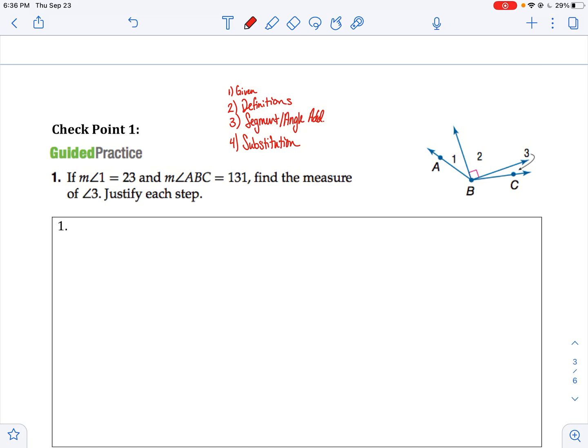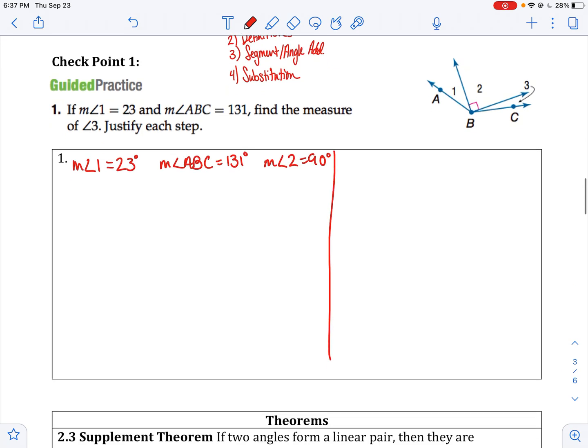Okay, we like to start with our givens. So measure of angle 1 equals 23 degrees. Measure of angle ABC equals 131 degrees. Look in your picture. Is there any other information that we know that's given in the picture? Well, we also know that measure of angle 2 equals 90, because that right angle there, that's given.